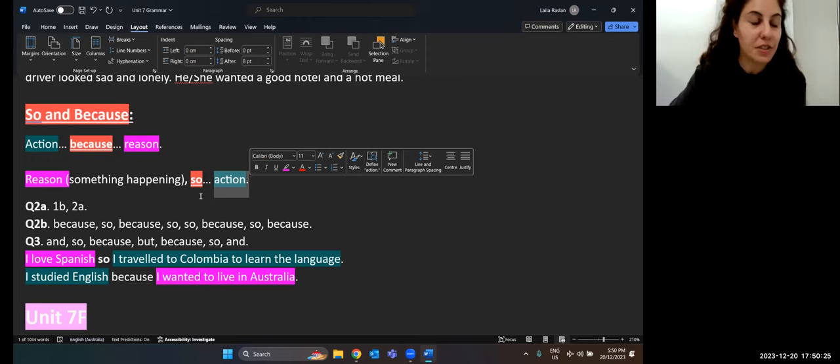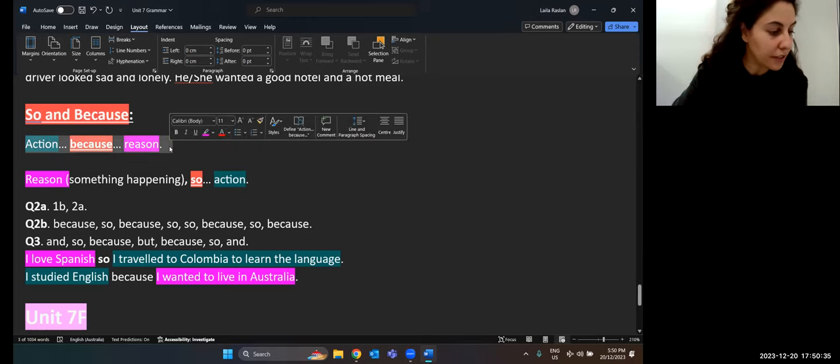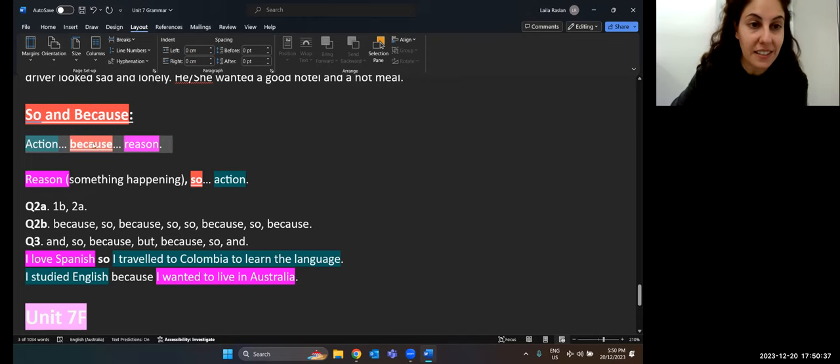Okay, so for number two, which sentence gives the reason, then the action? That would be the first one that I gave. I felt sorry for the driver because he looked sad. And this one tells us the reason and then the action. We have so.